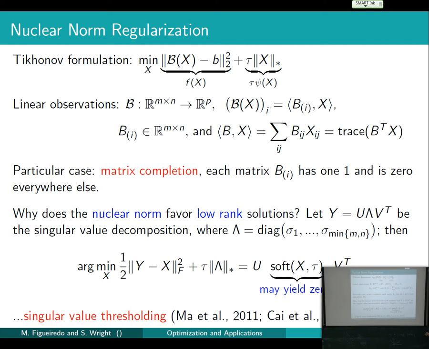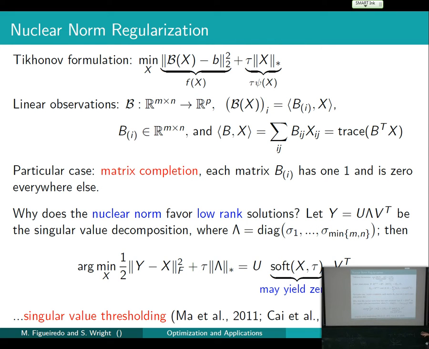So why does the nuclear norm favor low-rank solutions? Well, remember we had this soft thresholding operator when we were dealing with the one norm and the zero norm. I reduced it down to a single variable and showed you what happened when you took the minimizer of (y minus x) squared plus lambda times the one norm of x, and we were able to write down explicitly what that was.